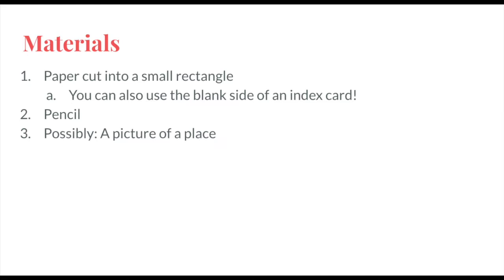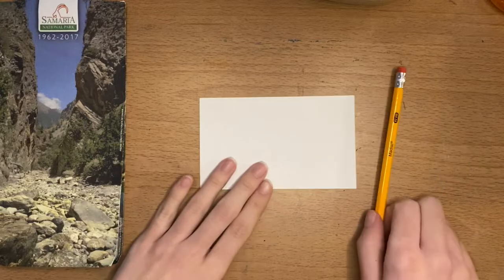For materials, the most important part is that your paper is cut into a small rectangle. Please don't use just a random scratch piece. We want this to be an actual rectangle shape. You can also use the back of an index card. That's what I'm going to use. You'll also need a pencil and possibly a picture of something to draw if you're not sitting in front of what you want to draw. Go ahead and get your small piece of paper ready first. I'm not going to show you how to do it in this video, so cut out a small piece of paper, find an index card, but remember, we're not using just a random scratch piece. You want this to have really nice straight lines as the border. Go ahead and pause this video until you have your materials.